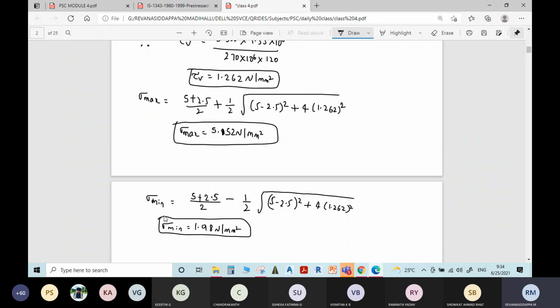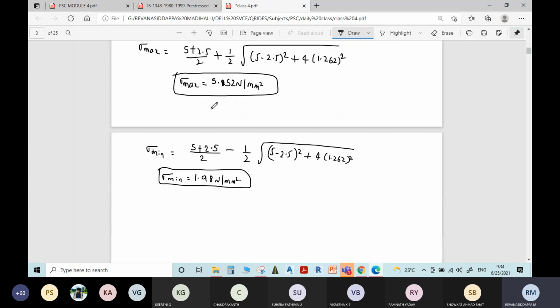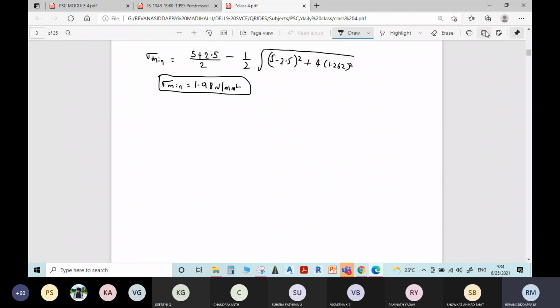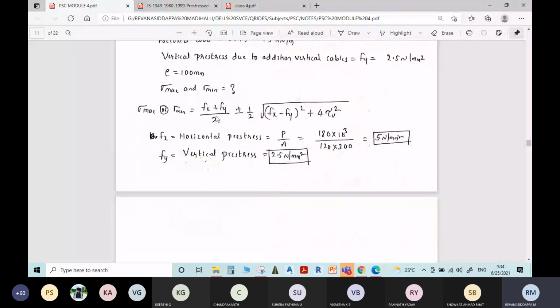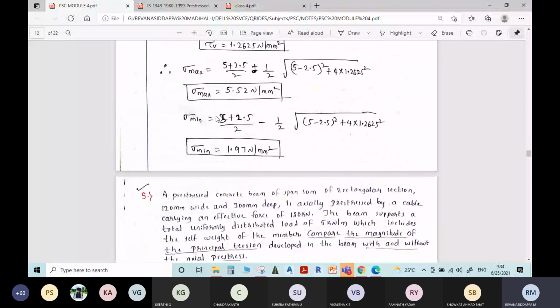This completes the problem. Okay, very simple problems. I think only two formulas you need to remember. Very simple problems, very simple procedure. Next, we'll move on to the next problem. Problem number 5. Right, write it. Write the problem number 5.